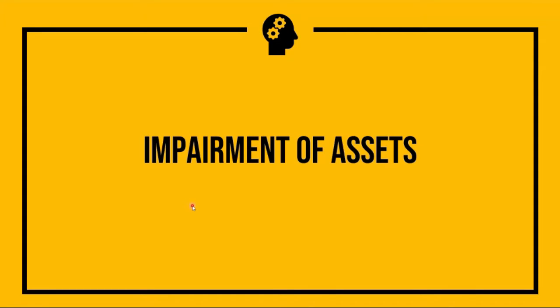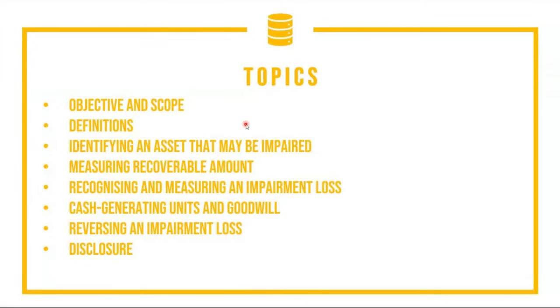So our discussion for today will be impairment of assets covered by IAS 36 with the same title, Impairment of Assets. The coverage of our discussion for this session will be the following. We have objectives and scope, definitions, identifying an asset that may be impaired, measuring recoverable amount, recognizing and measuring an impairment loss, cash generating units and goodwill, and reversing of an impairment loss, as well as the disclosure requirements.